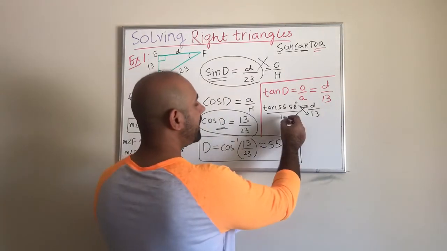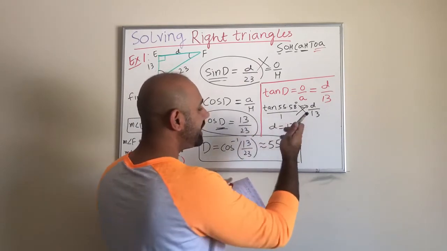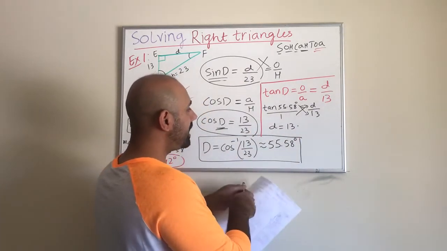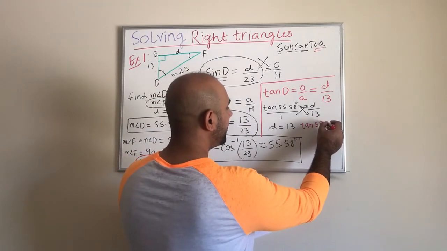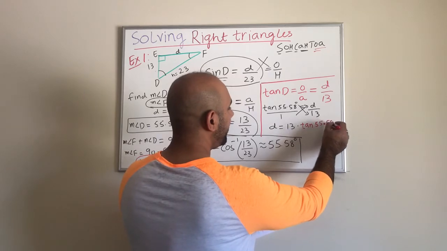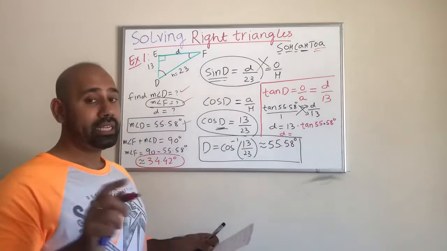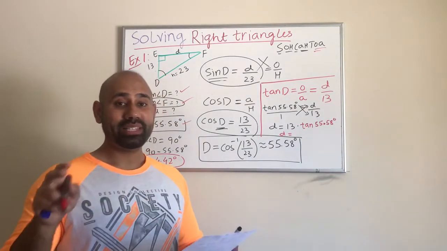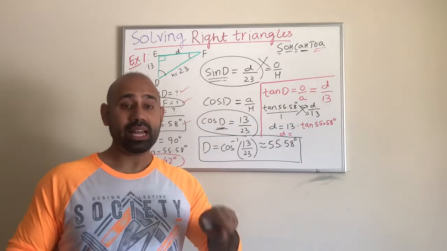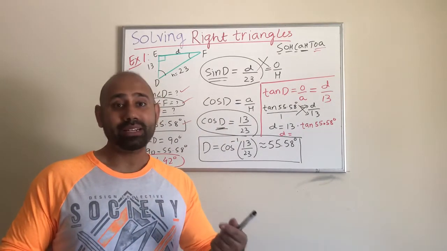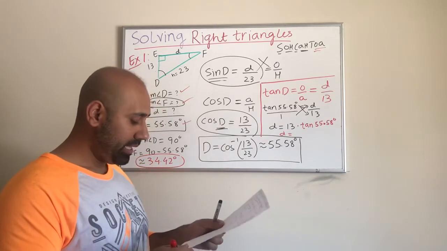So when I cross multiply, I get 1 times D, which is just D, and on the right hand side I will get 13 times the tangent of 55.58 degrees. So guys, to figure this out, we have to type it in the calculator. Keep in mind, sometimes the calculator is in radian mode. We are dealing with degrees here, so you have to make sure that the mode for your calculator is in degrees, okay? Make sure you make that change before you start doing any math on here.